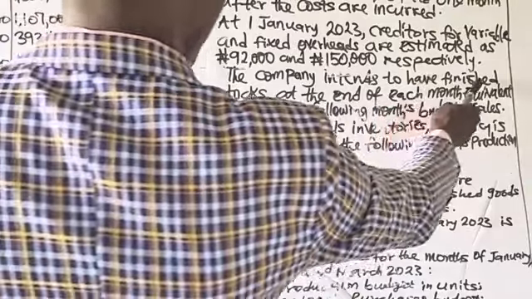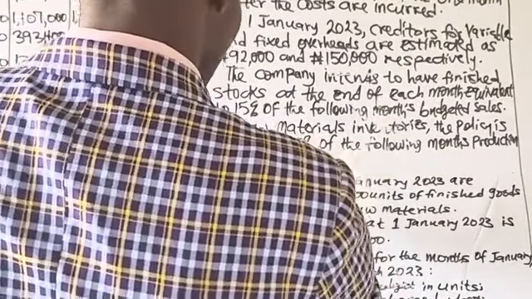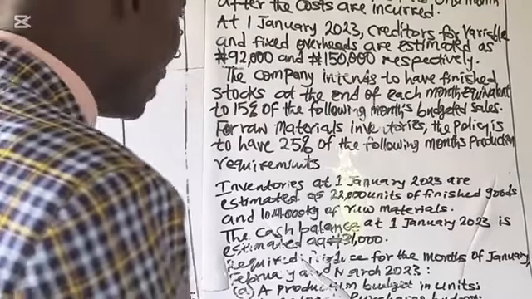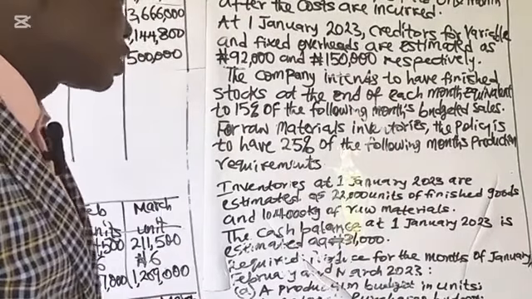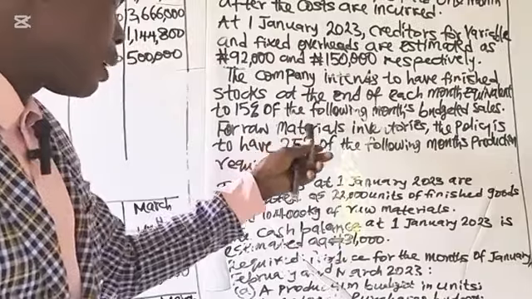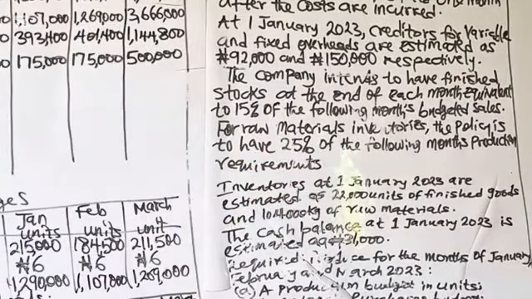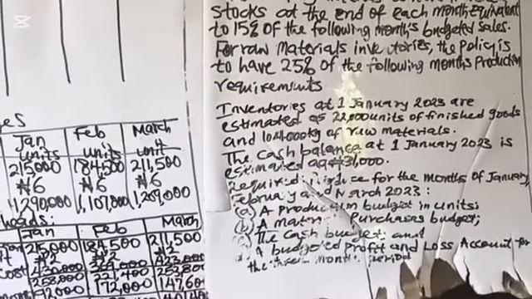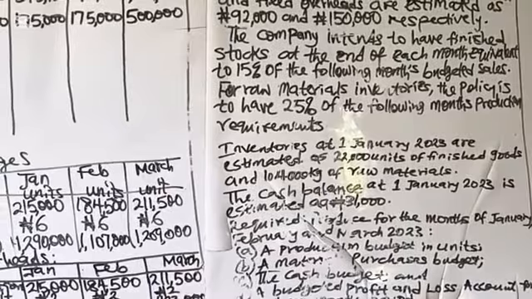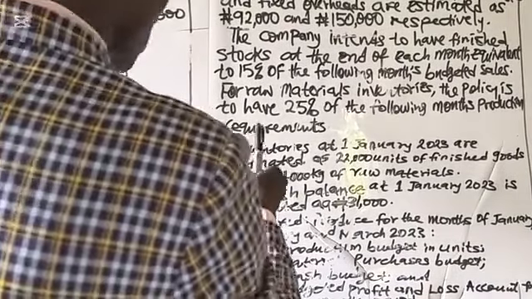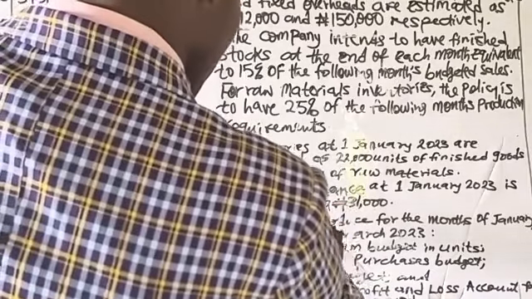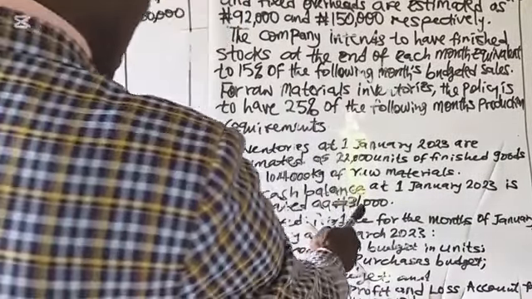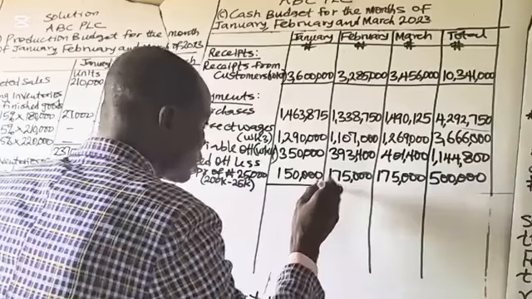The company intends to have finished stocks. These are information about the inventories. The inventories were used in the production budget and material usage budget. So the rest of the notes are all about inventories. So this note is also on inventory, the closing inventory. So except this cash balance.